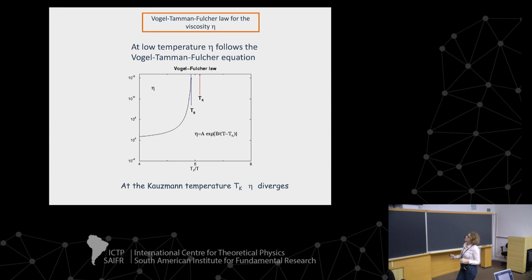Experimentally, viscosity at low temperature, in the deep supercooled region, follows a law called the Vogel-Fulcher-Tammann law, in which the viscosity is an exponential of B over T minus Tk. And this Tk is the Kauzmann temperature.